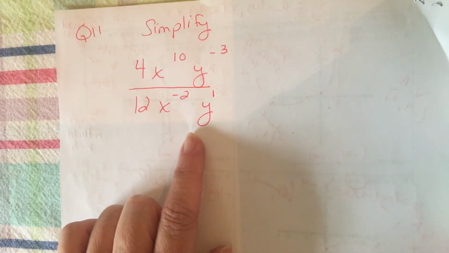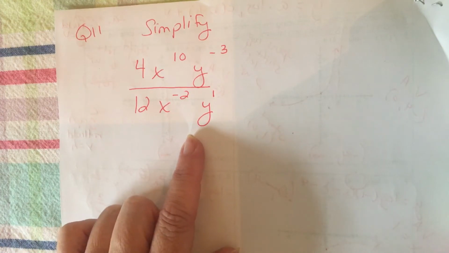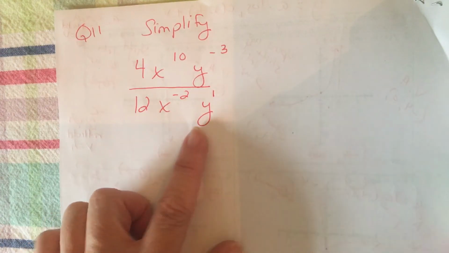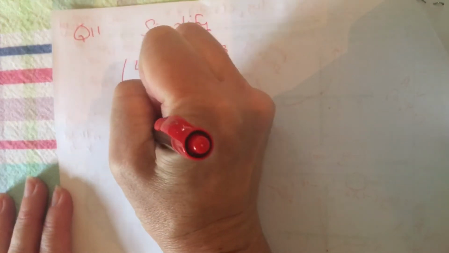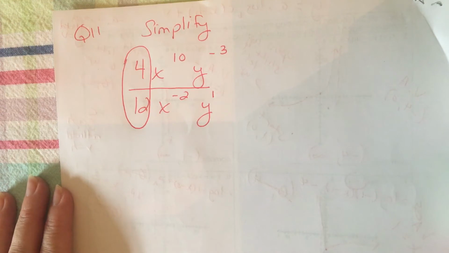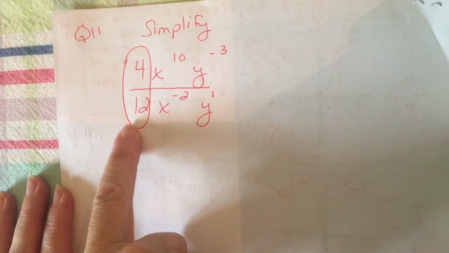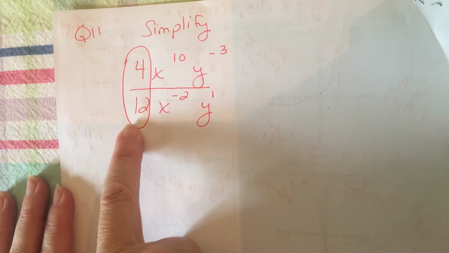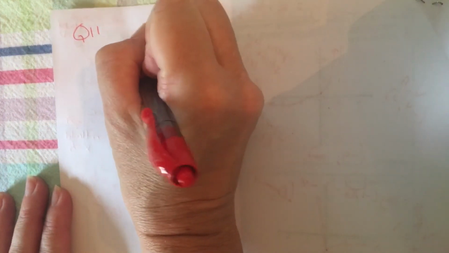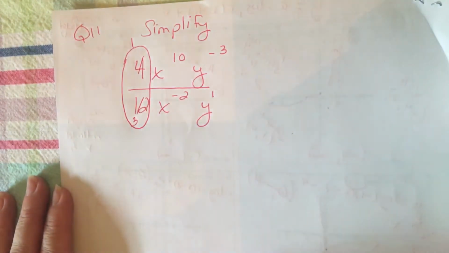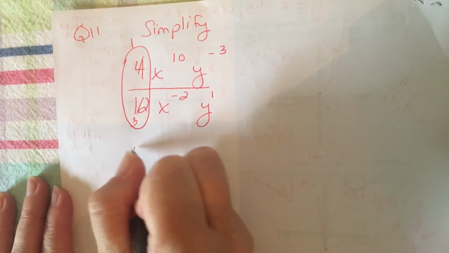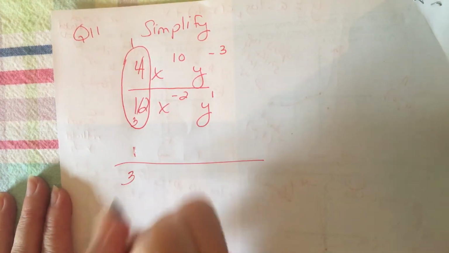How many y's do we have? 1. The reason I'm going to write that down is just to be sure when I do my math, I get my answer correct. And I can really look at this as 3 separate problems. First thing that I can do is I can simplify my like terms of my units, my 4 and my 12. I can divide both of those by 4. So I'll have 1 in the numerator and 3 in my denominator.